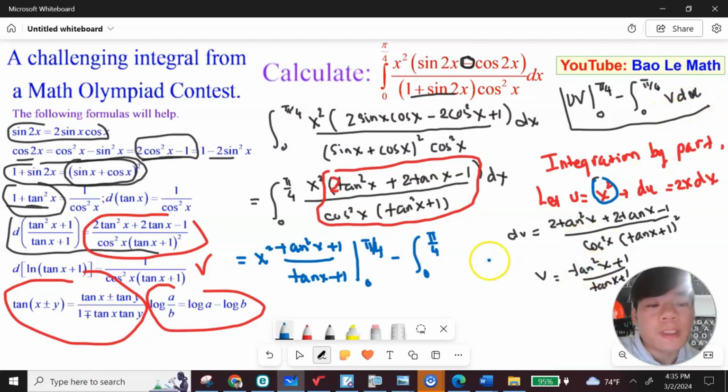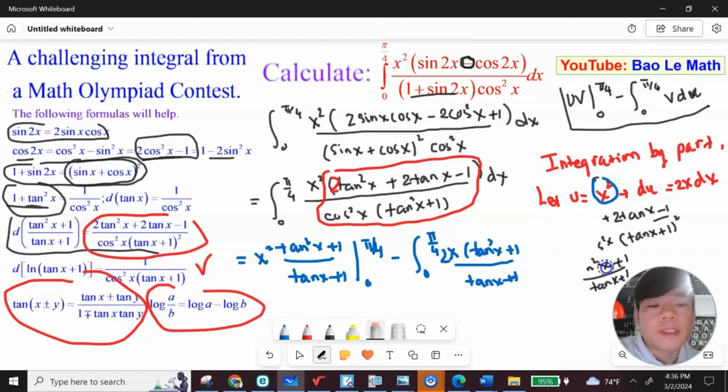V du, v is going to be like this, and du is going to be 2s, right? So I put 2 in the front, okay? Now I have s times tangent square s plus 1, over tangent s plus 1. I'm going to put 2 right here, so I don't need to put 2 here, okay? So I erase everything right here, because I need more space.